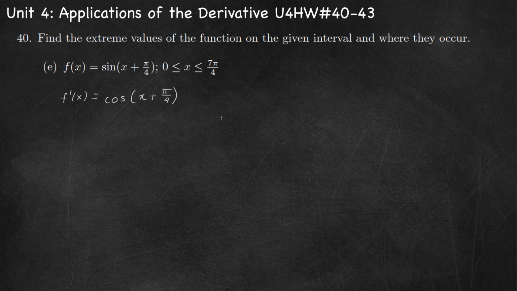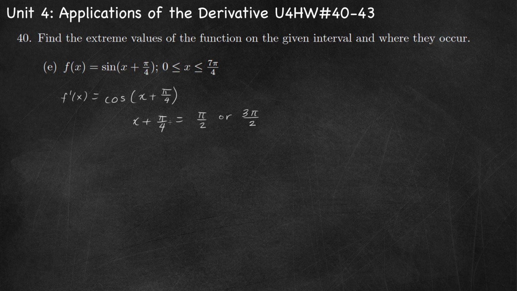Now to find my critical values, I want to know where this is equal to 0. Cosine of stuff equals 0. Well, I know cosine is 0 at pi over 2, so the stuff is equal to pi over 2 or 3 pi over 2. And I'm only working on the interval from 0 to 7 pi over 4, so I don't need to find any other solutions besides these two.